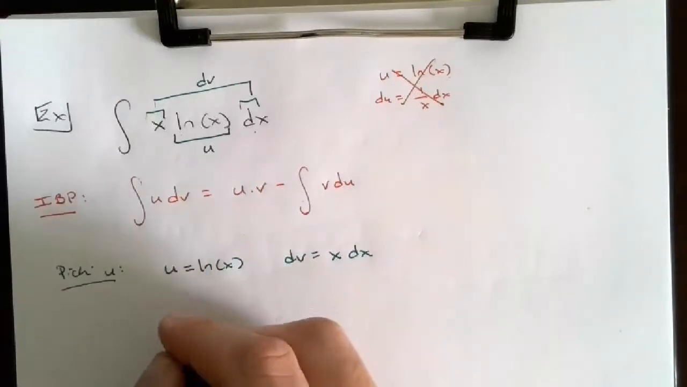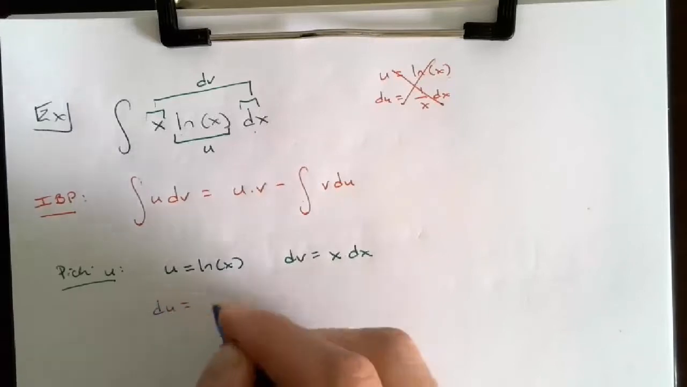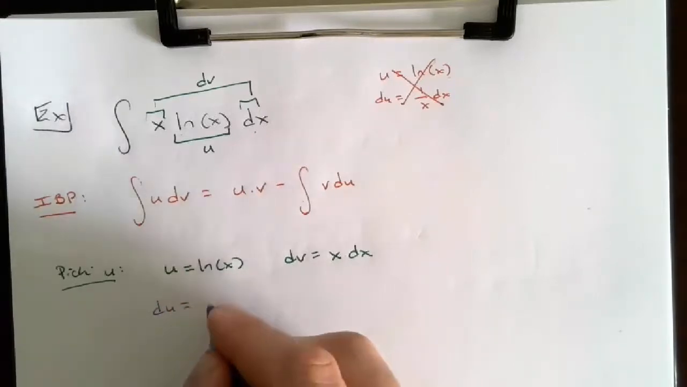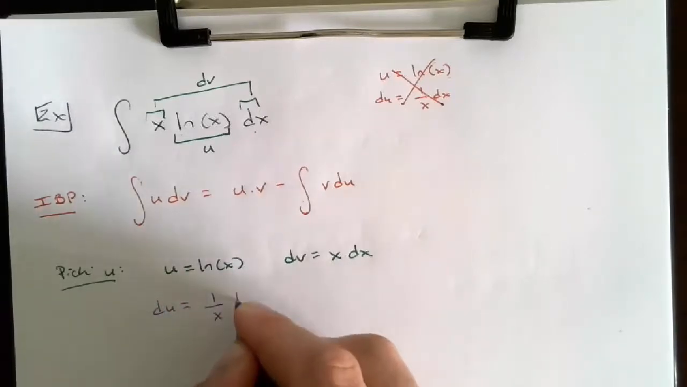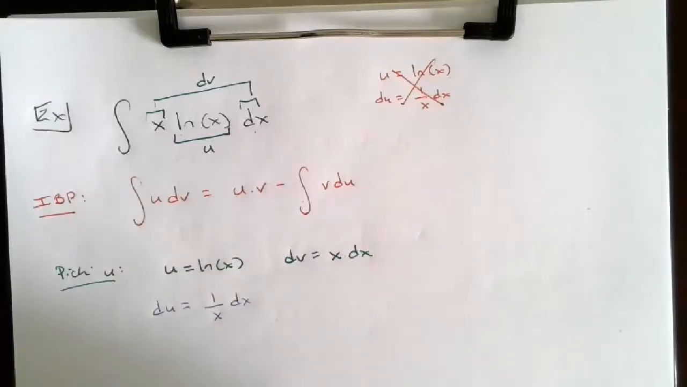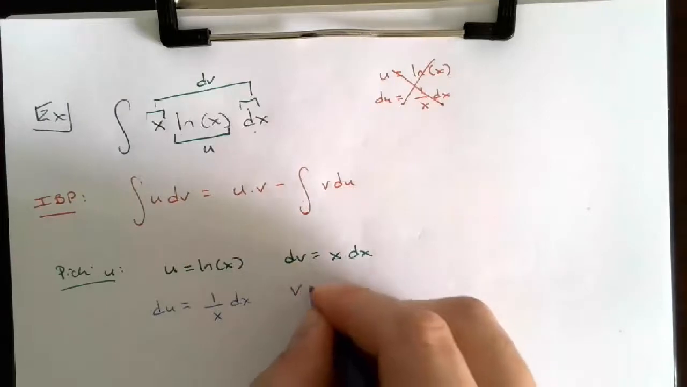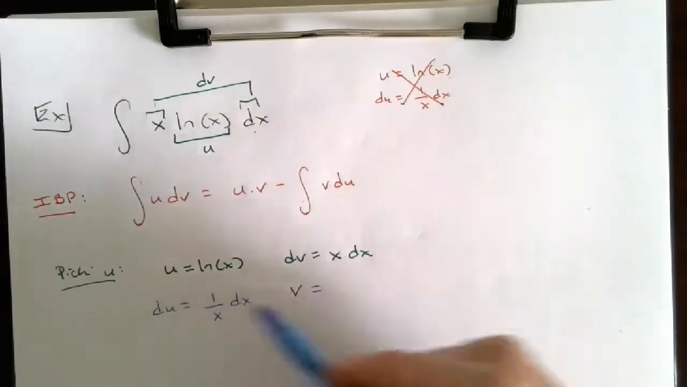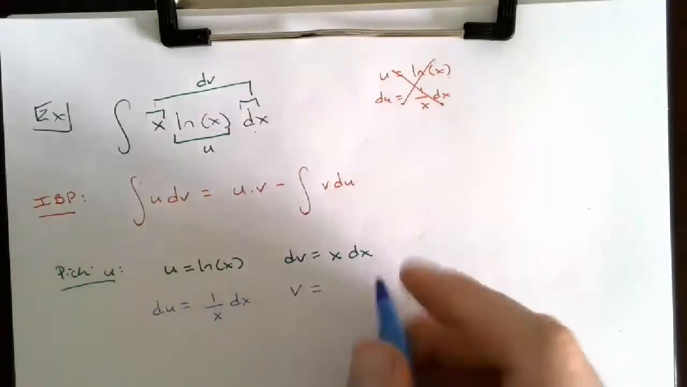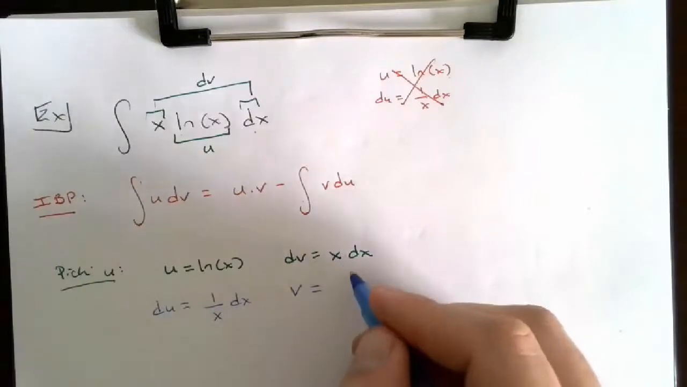I take the derivative. So du, the derivative of natural log of x, well, it's the derivative of ln x. Well, it's 1 over x. And then make sure you write dx because you took the derivative with respect to x. The dv, we integrate to find v because those are the pieces we need, du and v. We don't have those yet. So to find v, we take the integral of x dx.